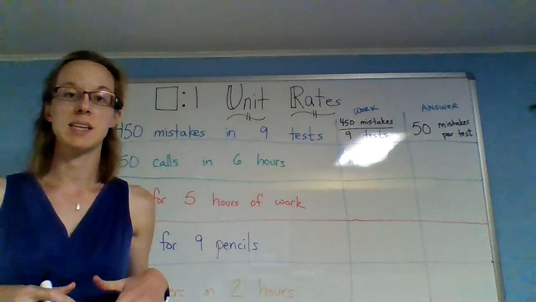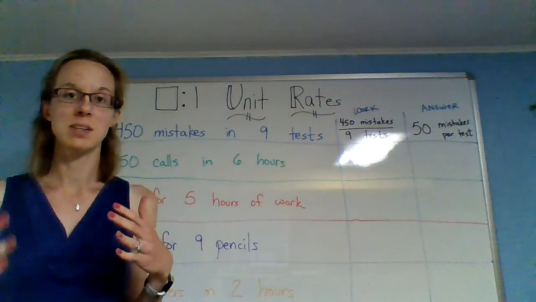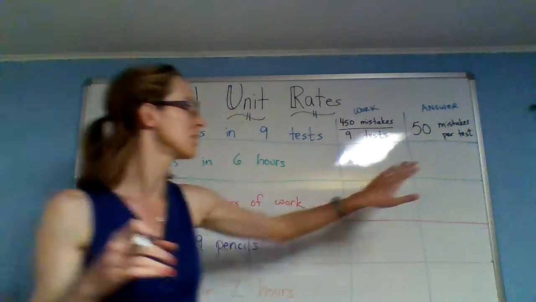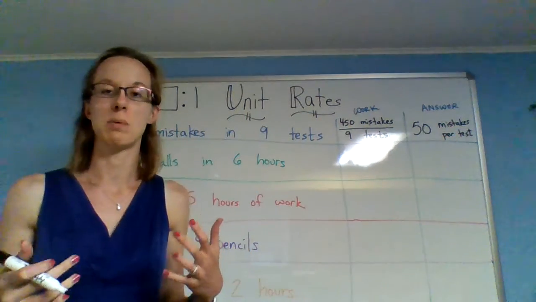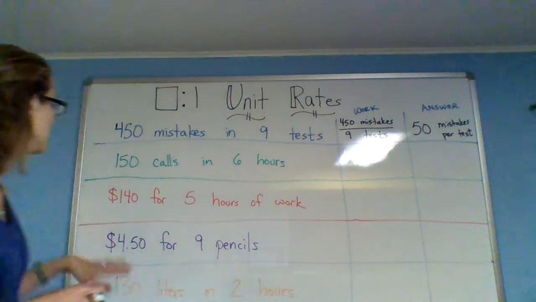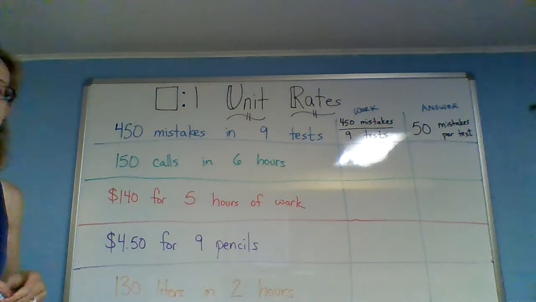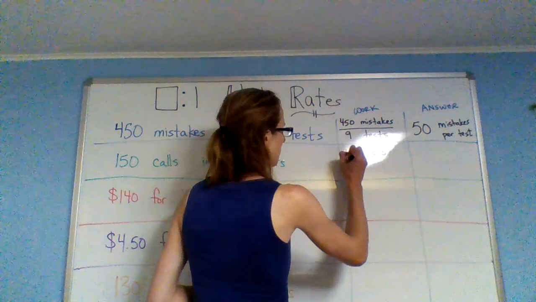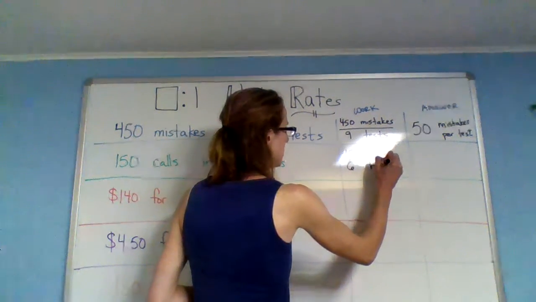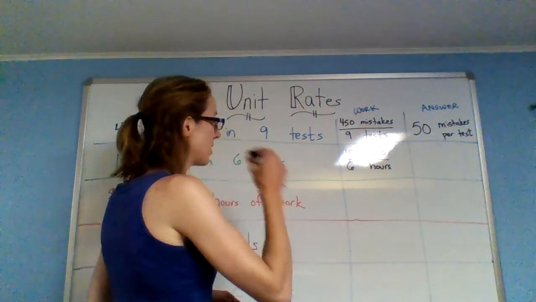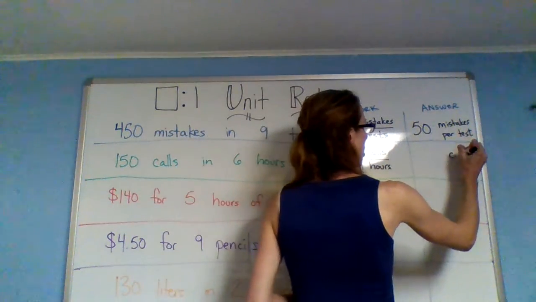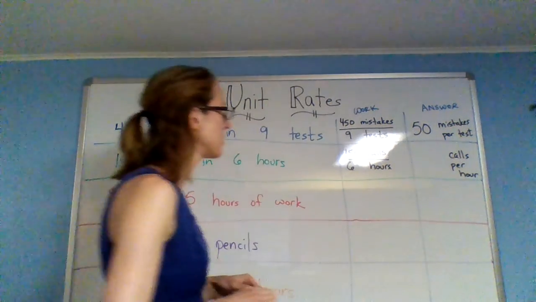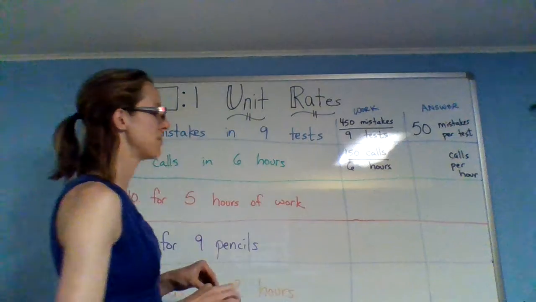So all we need to do is take what we want to find out, make that the numerator, divide it by what we want those ending units to be, the per test, and that'll show us how we get our answer. So 150 calls in 6 hours. 150 calls divided by 6 hours is going to give us the ending unit of calls per hour. And then I just need to do 150 divided by 6.